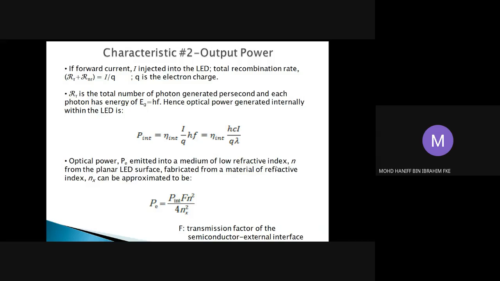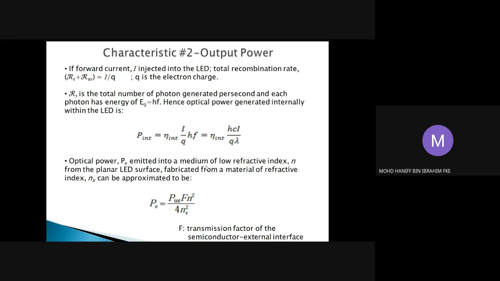And here is the refractive index of the medium that we want to emit the power to. Let's say the LED is connected to the air. So the N here is the refractive index of the air.